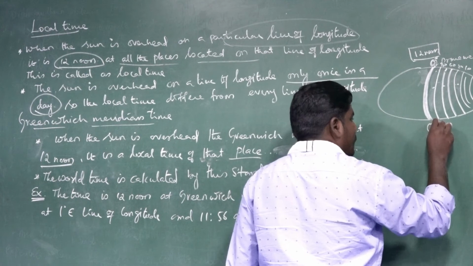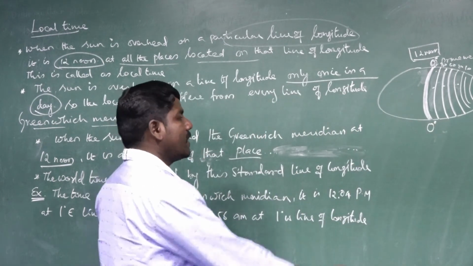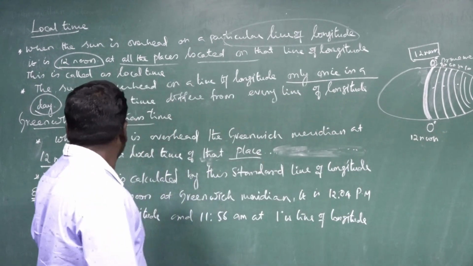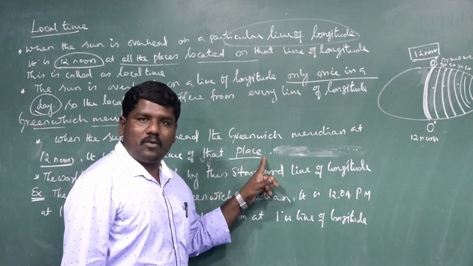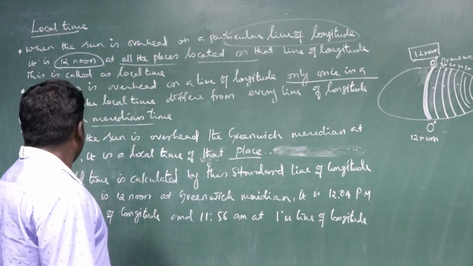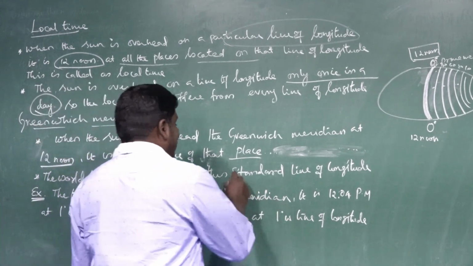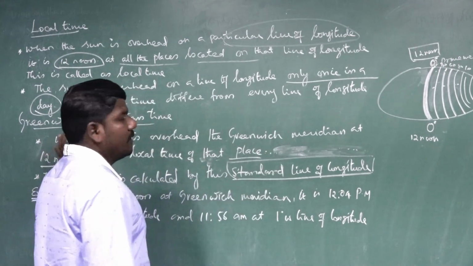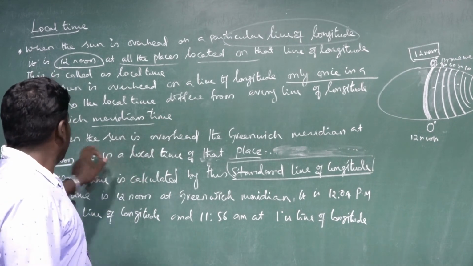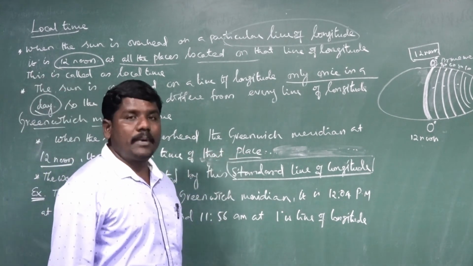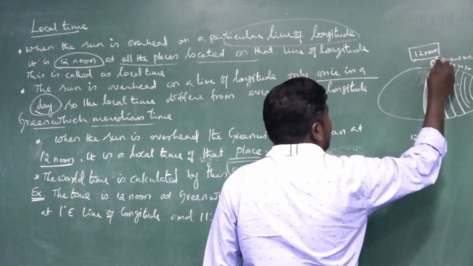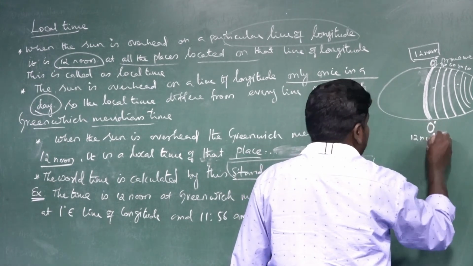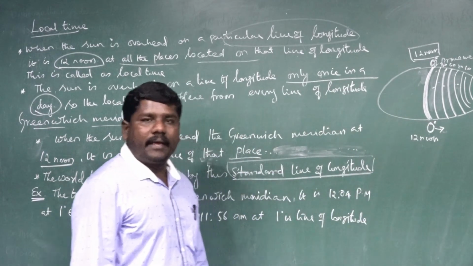In this line, 0 degrees, the time is 12 noon, and it is the local time of that place. And then the world time is calculated by the standard lines of longitude. When the sun is overhead on the Greenwich meridian at 12 noon, it is the local time of that place, and that is called Greenwich meridian time.